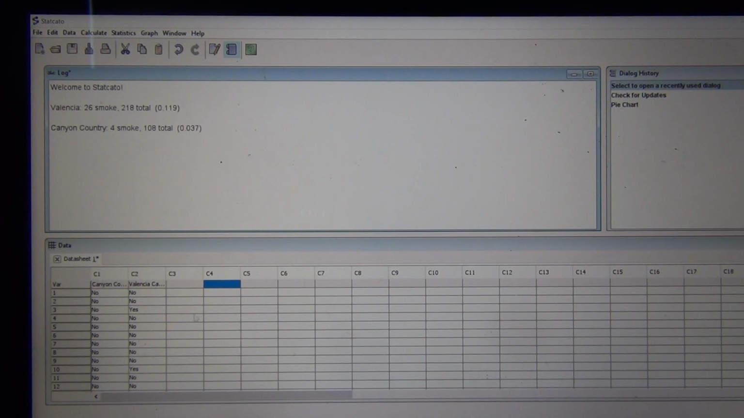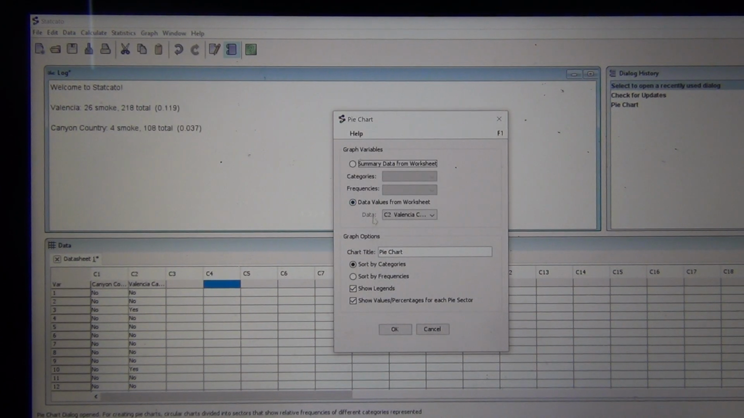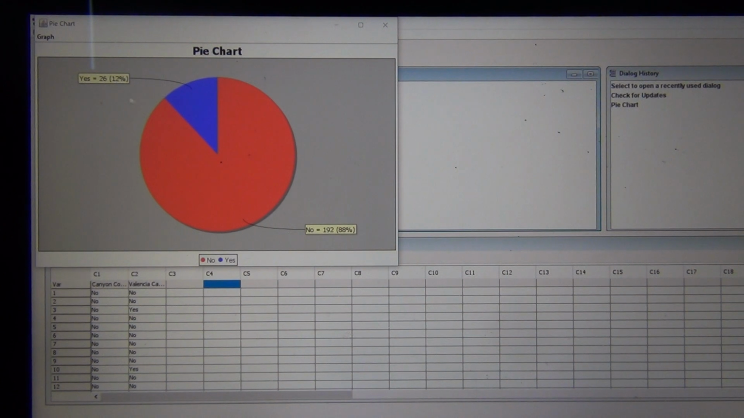By the way, I also have the raw data down here, and if you didn't know these counts and didn't want to do the sort thing in Excel, a simple pie chart would work really well. If I go to Graph and Pie Chart, and usually you use data values from worksheet, C2 would be Valencia. If I push OK, I can see 26 people smoke and 192 do not smoke. It doesn't tell me the total, but I could figure out it was 218 by adding these two numbers together.